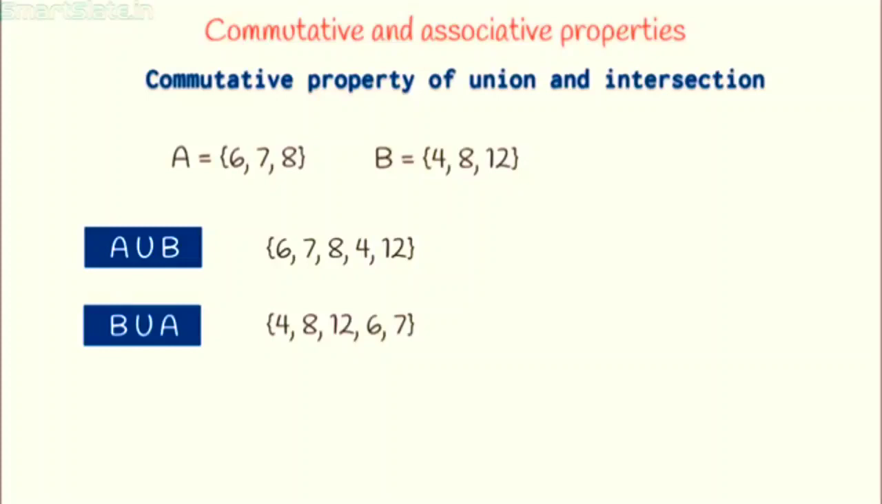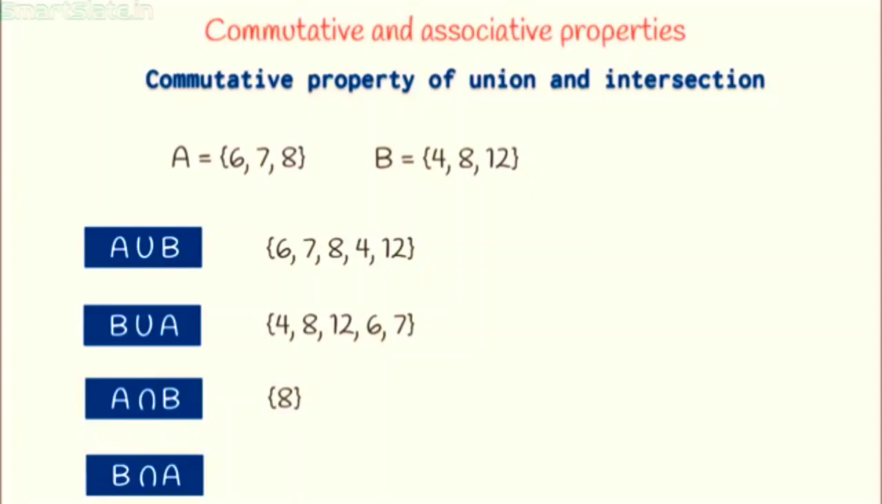Next we will see intersection. A intersection B is the common element between A and B. Here we have the common element 8. Now B intersection A also has the common element 8. So the commutative property of intersection also holds true with the two sets.